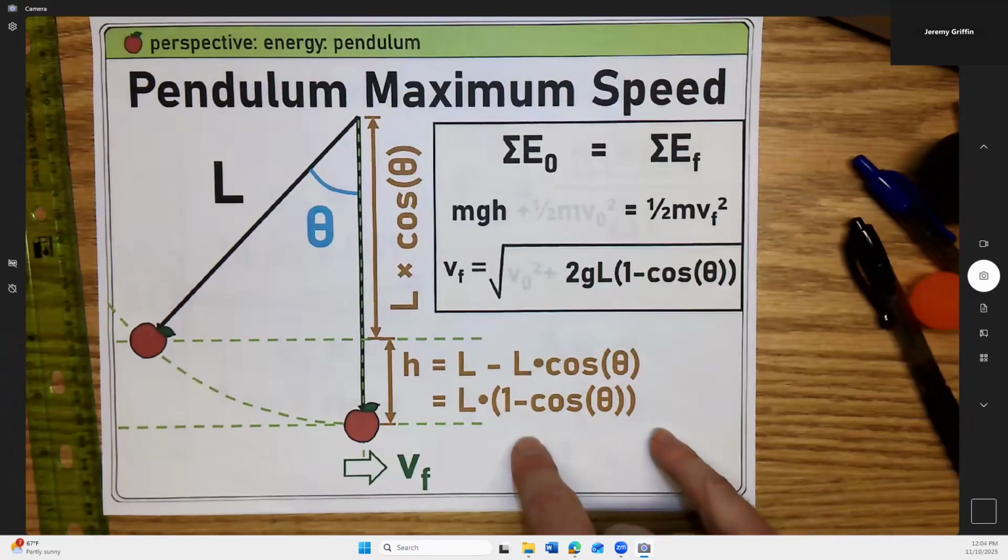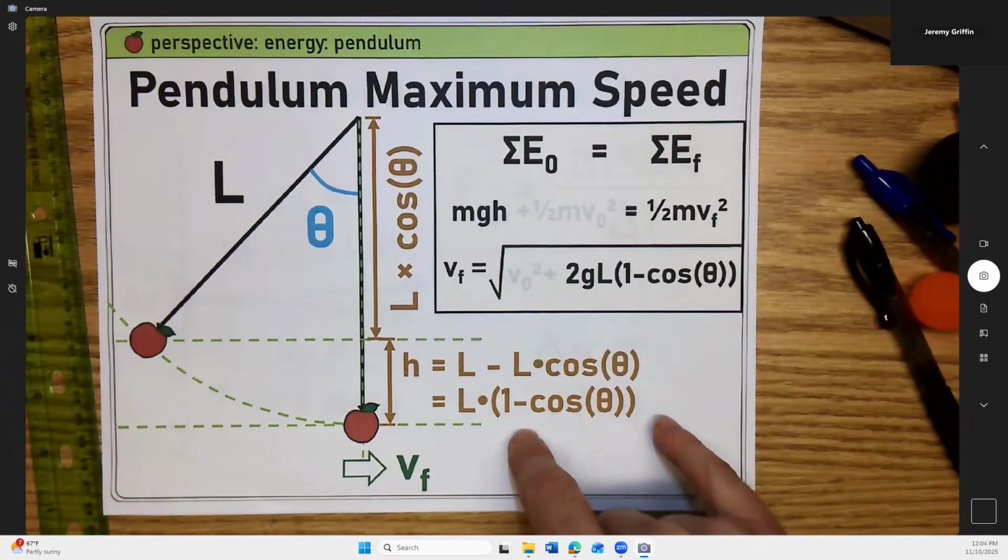You guys remember that? How many of you guys remember that? Yeah, look at all those hands. This height is L times (1 minus cosine theta).